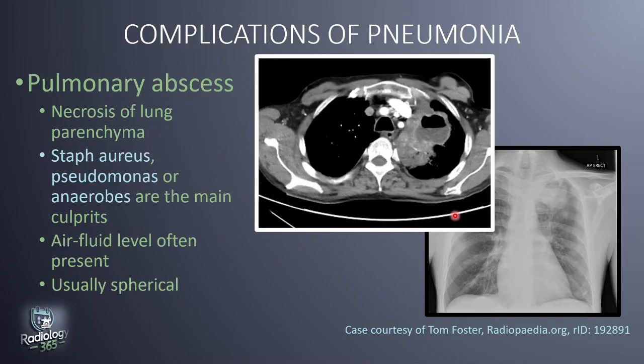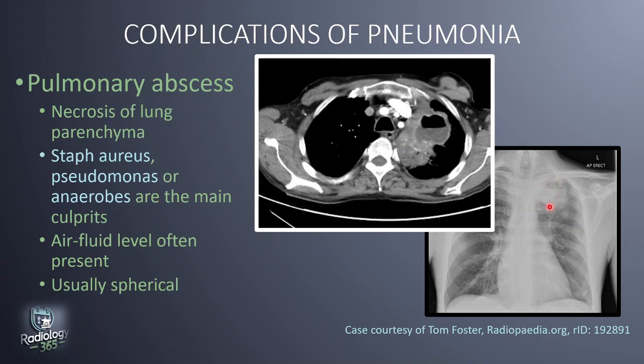Now we move on to the complications of pneumonia. The first we'll talk about is pulmonary abscess. Pulmonary abscess is necrosis of lung parenchyma. The main culprits include Staph aureus, Pseudomonas, or anaerobes, and often you would see an air fluid level present in the lungs. So in this chest radiograph, we see a cavitating lesion in the left lung apex here. We can see it's mainly opaque, but there is this air fluid level here.